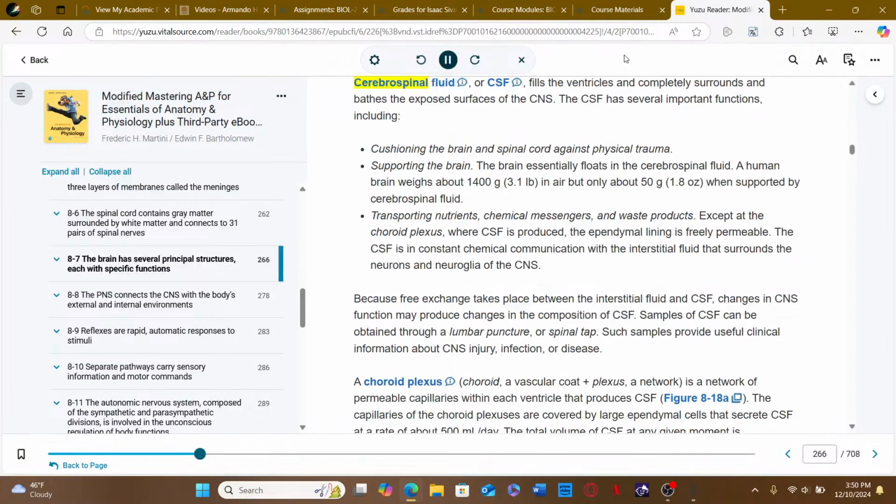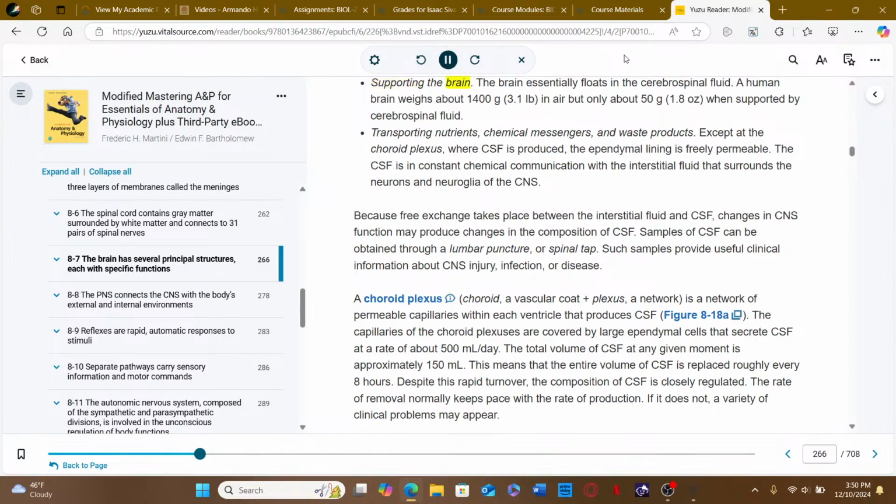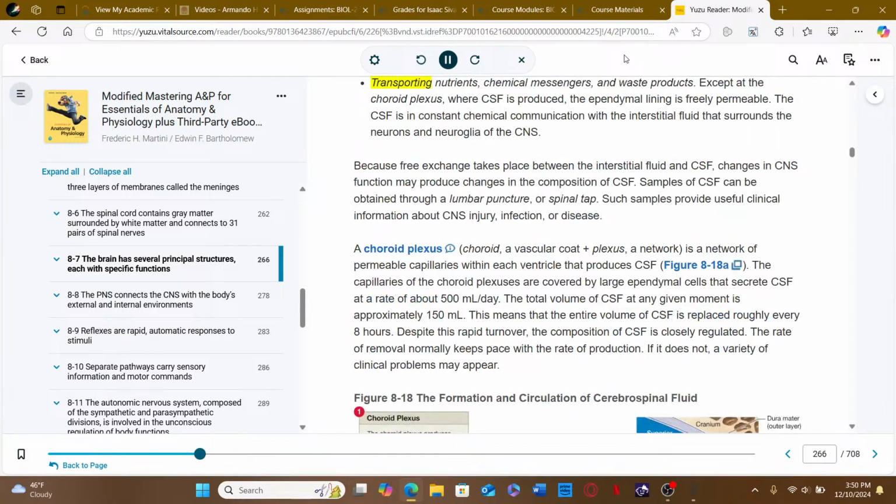Cerebrospinal fluid. Cerebrospinal fluid, or CSF, fills the ventricles and completely surrounds and bathes the exposed surfaces of the CNS. The CSF has several important functions, including cushioning the brain and spinal cord against physical trauma. Supporting the brain. The brain essentially floats in the cerebrospinal fluid. A human brain weighs about 1,400 g, 3.1 pounds, in air but only about 50 g, 1.8 ounces, when supported by cerebrospinal fluid.